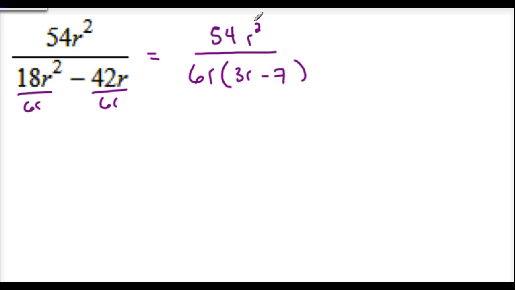Now that I factored this out, let me simplify. Now I have 54 and 6. Can I divide 54 and 6? Can I simplify those? Yeah, this turns into 9, this turns into 1. R squared over r to the 1st, that goes away, this becomes r to the 1st. So I'm just left with 9r over 3r minus 7. Can I simplify my 9r and 3r here? No, this is a binomial in my denominator. Do not simplify those two.